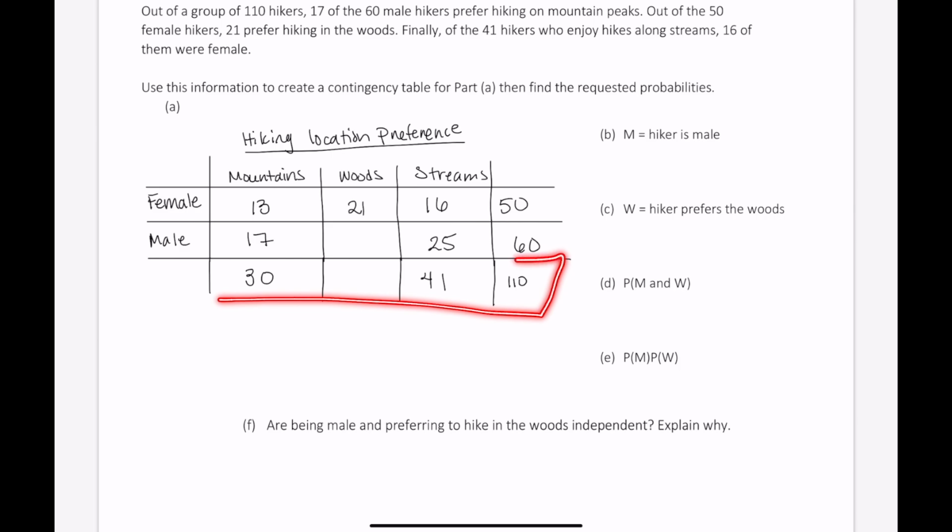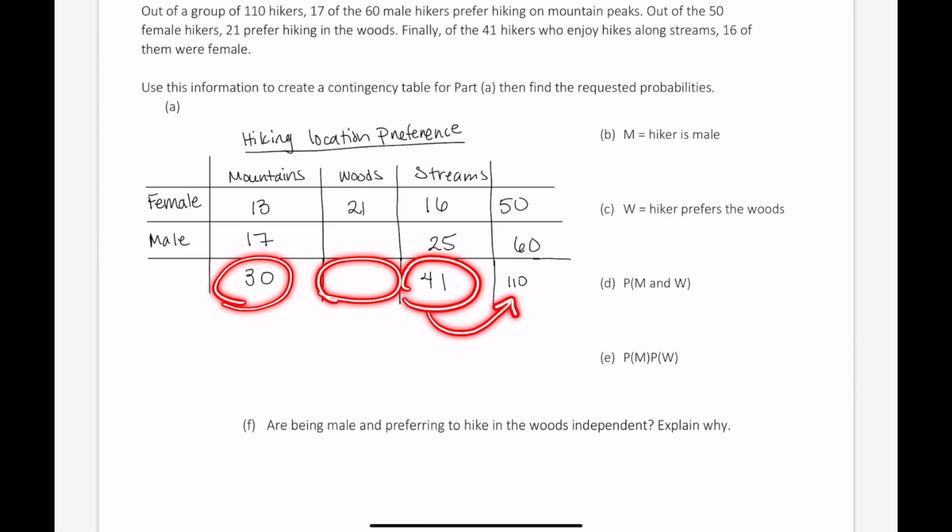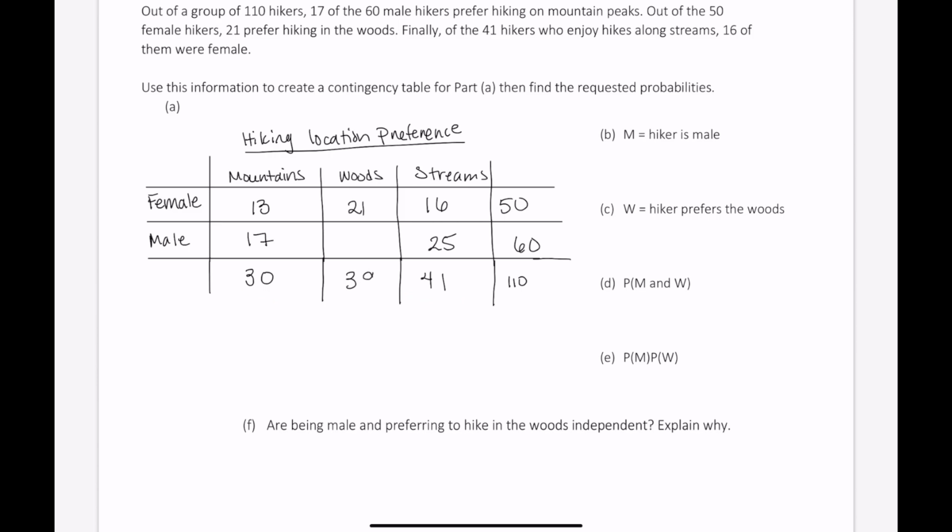Now let's fill in this bottom row. So I know that 30 plus this blank plus 41 equals 110. So I can do 110 minus 30 and minus 41 to get 39. Now I can fill in this last blank here. I know that 21 plus whatever's in this blank has to equal 39. So this blank has to contain the number 18. So there is our completed contingency table.